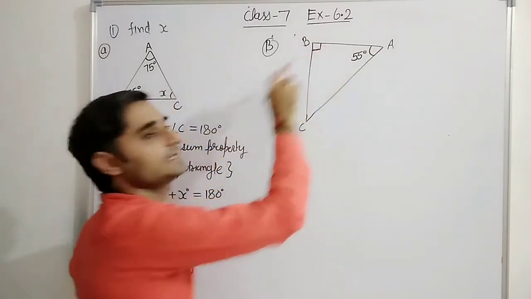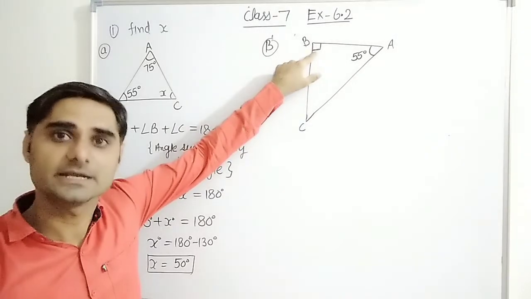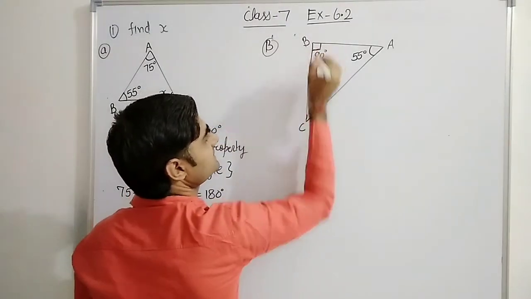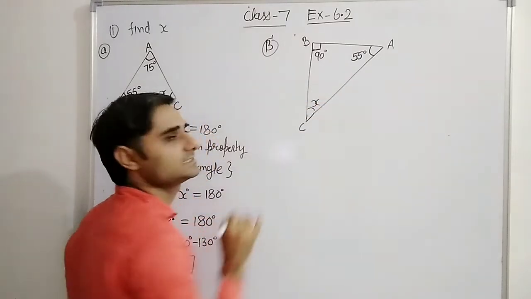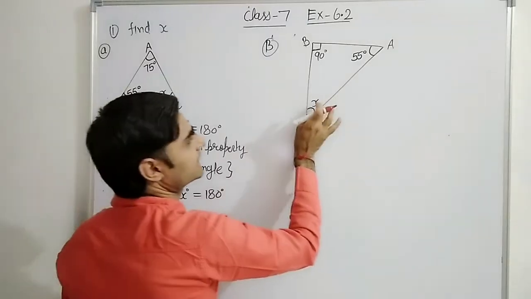This is 90 degree, as you can see. This sign is denoted, this is the sign for a 90 degree angle. So here 90 degree is there, so you may write it, this is not essential. And this one is x. Now how will we find the third angle x?